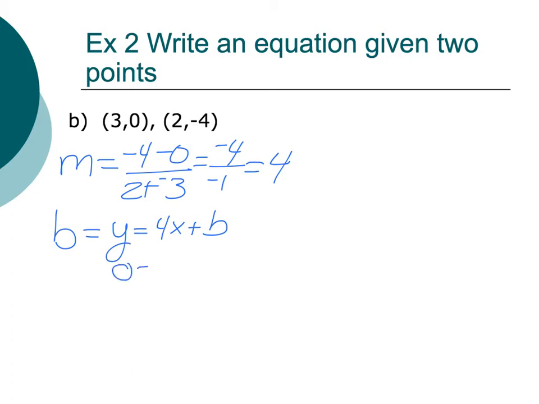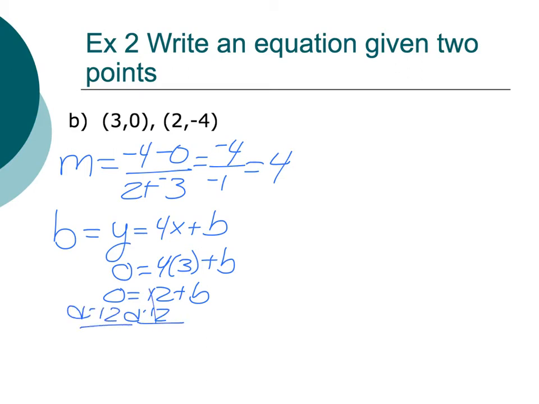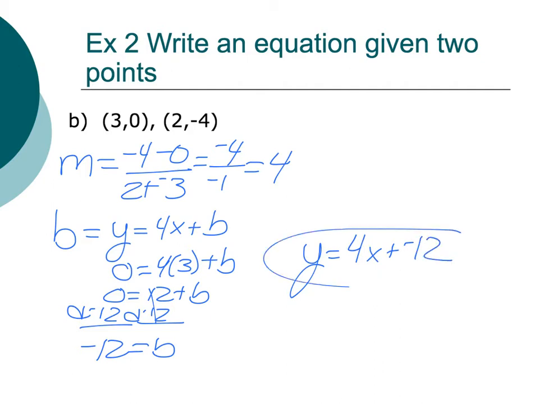0 is y, so 0 equals 4 times 3 plus b. 0 equals 12 plus b. Add negative 12 to each side, and I get negative 12 equaling b. y equals 4x plus negative 12.